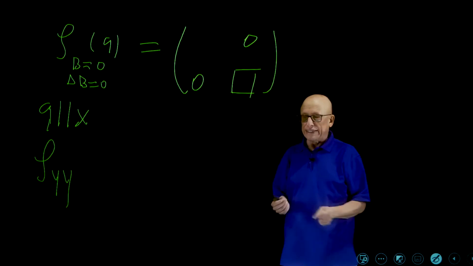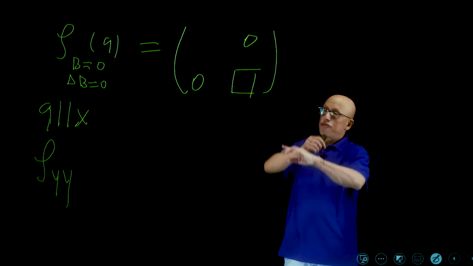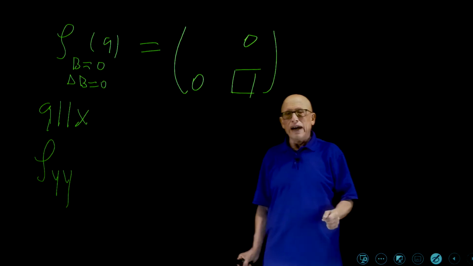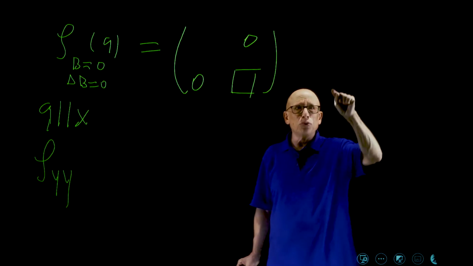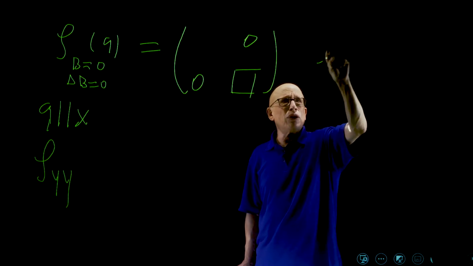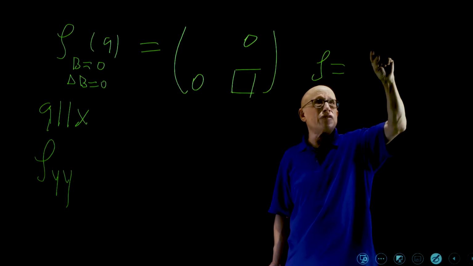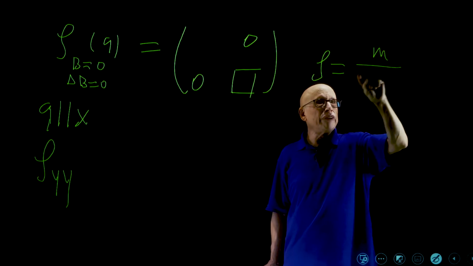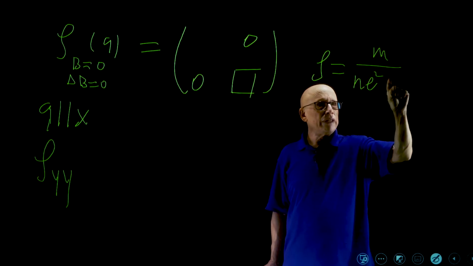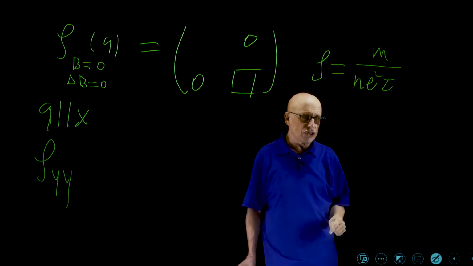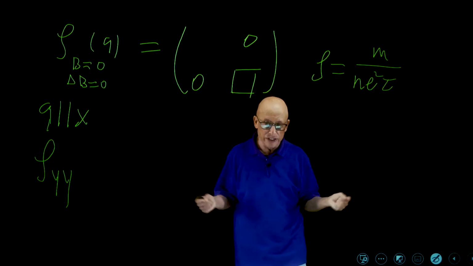So what can I say about rho yy of some fermions at zero field? Well, from Drude theory, we know that the resistivity, very generally in the presence of disorder and so on, is m over n e squared tau, where m is the mass, n is the density, e is the electron charge, of course, and tau is the relaxation time.